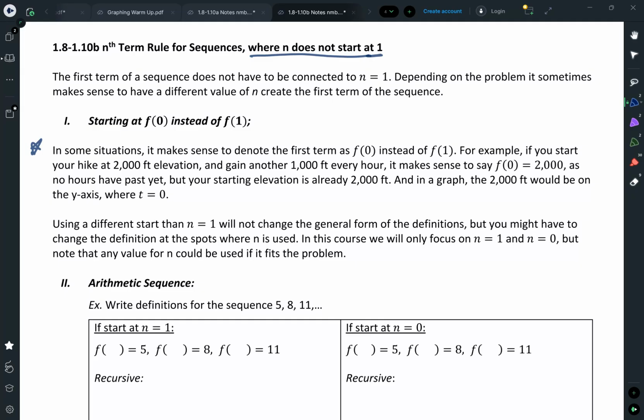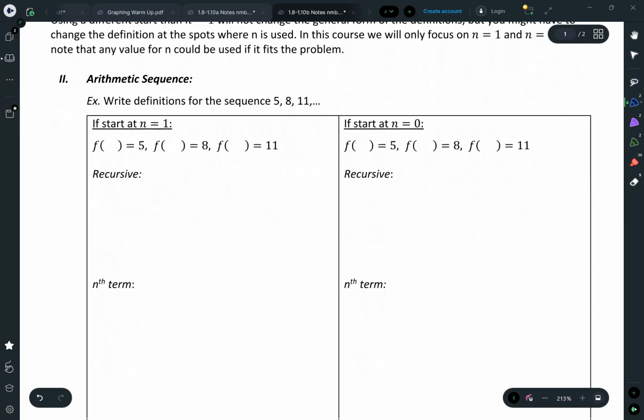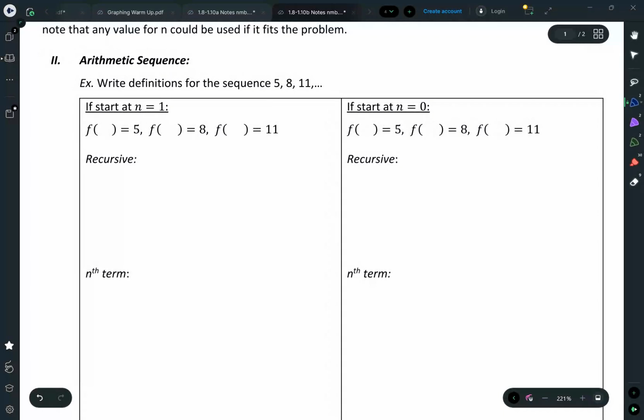So it's going to change our definitions a little bit, but not a lot. We're going to look at how it changes. So we're going to look at the specific arithmetic sequence 5, 8, 11. We're going to look at starting at 1 and starting at 0 and how it changes between the two. So if we're starting at 1, our f of 1 is 5, our f of 2 is 8, our f of 3 is 11. So my sequence is still 5, 8, and 11, but I'm starting it with 1.